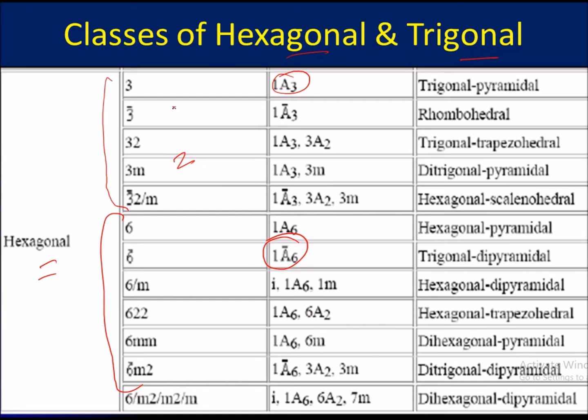Here you can see this is the Hermann-Mauguin symbol. We will talk about the Hermann-Mauguin symbol. This column represents the symmetry elements in that particular class and this is the name of the class. As we have discussed earlier also, the class having the maximum number of symmetry elements is known as the normal class of that crystal system. So here you can see the maximum number of symmetry elements are available. So this is the normal class of the hexagonal crystal system, or we can say the hexagonal division.